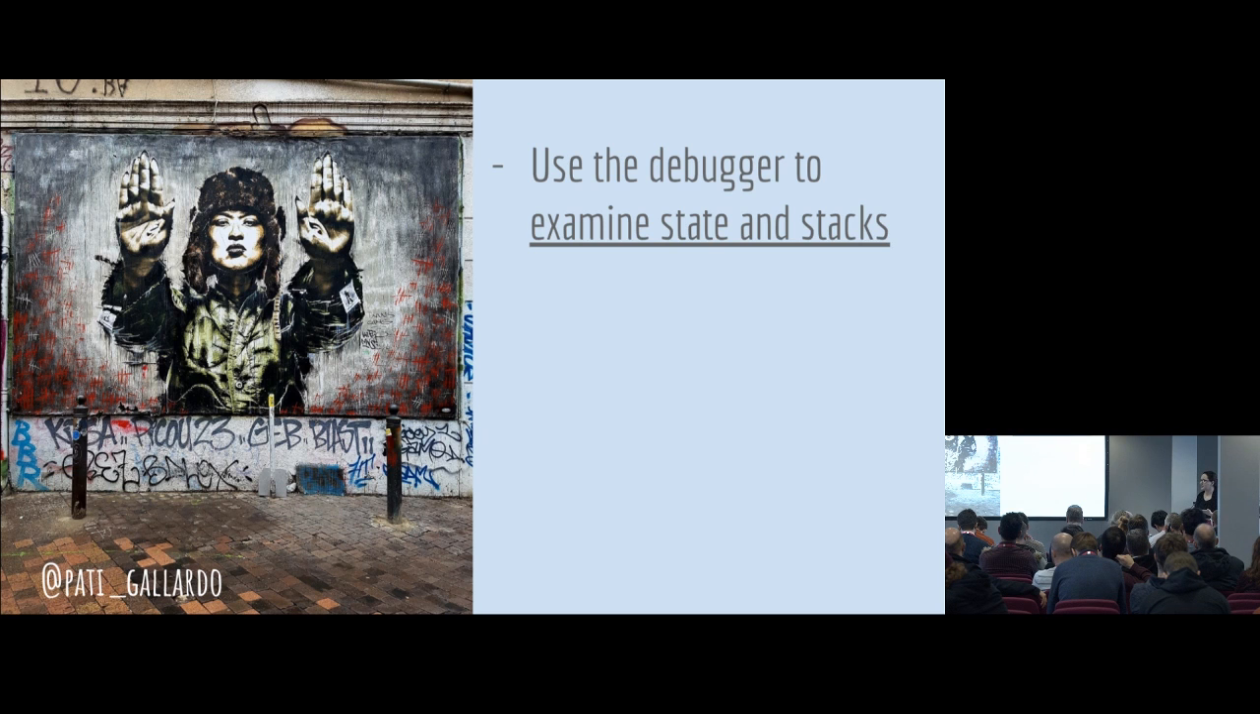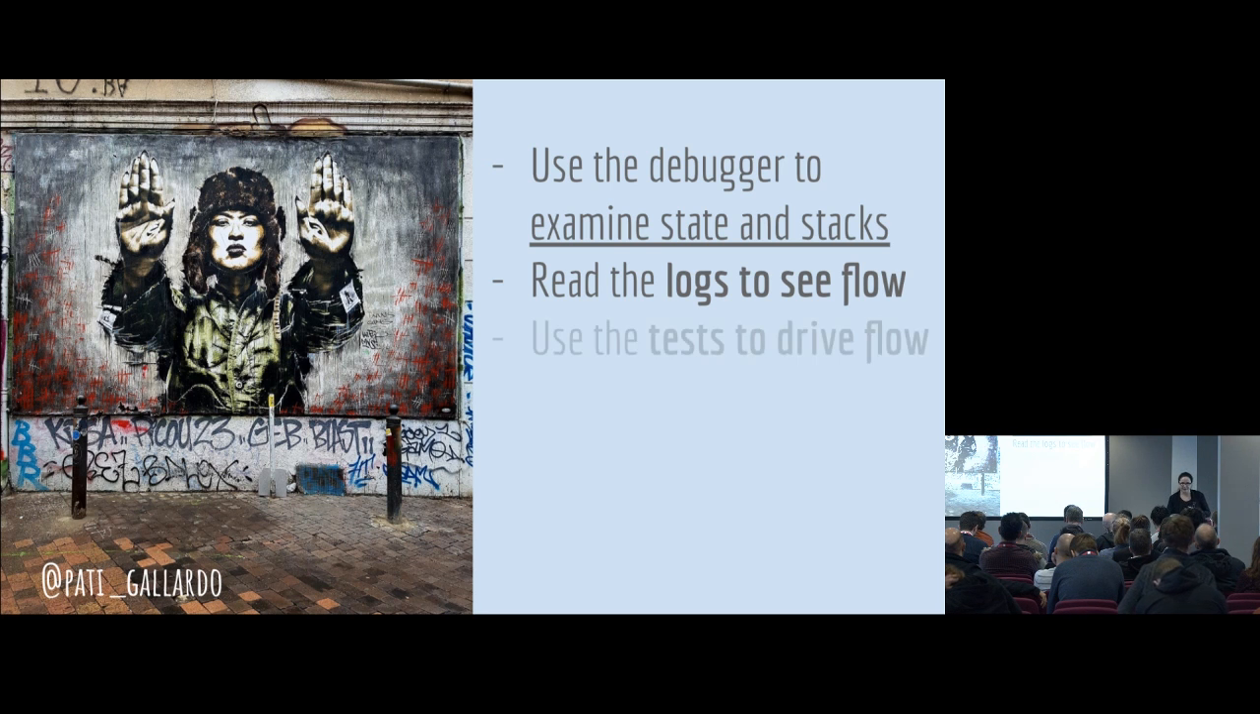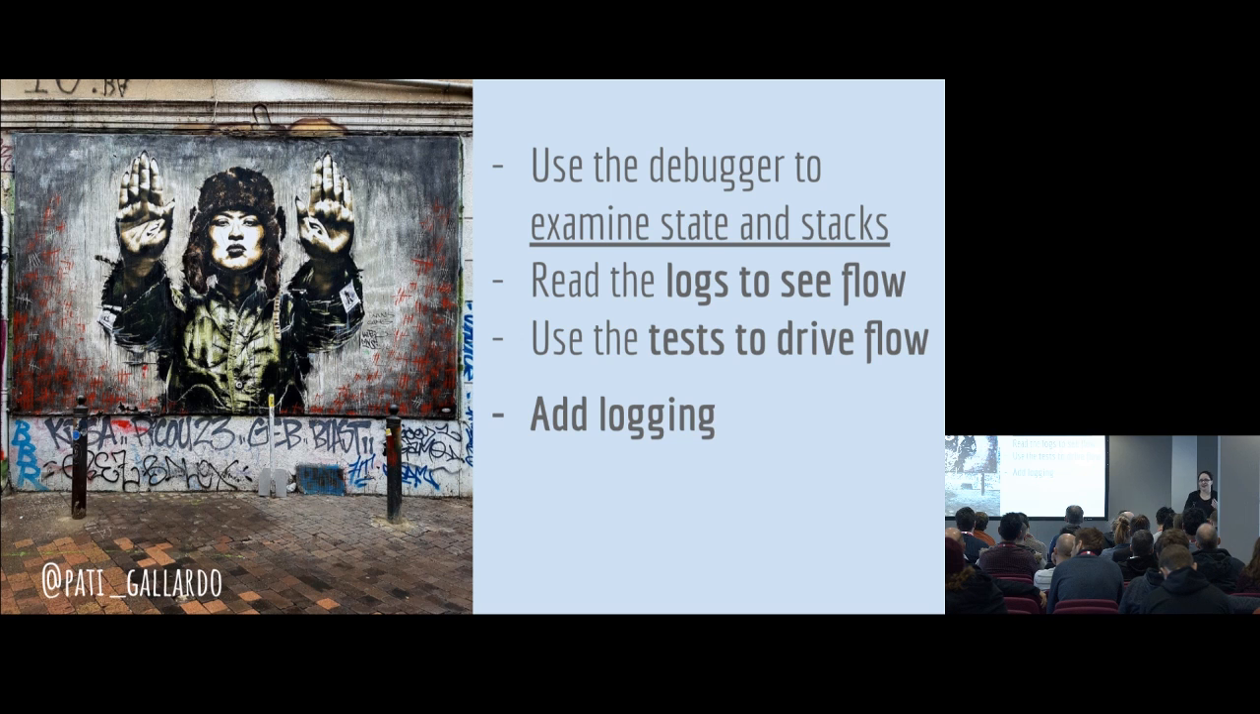So you can use the debugger to examine your runtime state and your stacks. We looked at that a little bit in finding the button. You can read the logs to see the flow, how the control flow is: when I'm here and this happens, then I end up in this other file over here. And then you can use tests to drive the flow, so you can construct the flow that you want to examine. You can add lots of logging. You probably will. This is where having it in source control is really good.